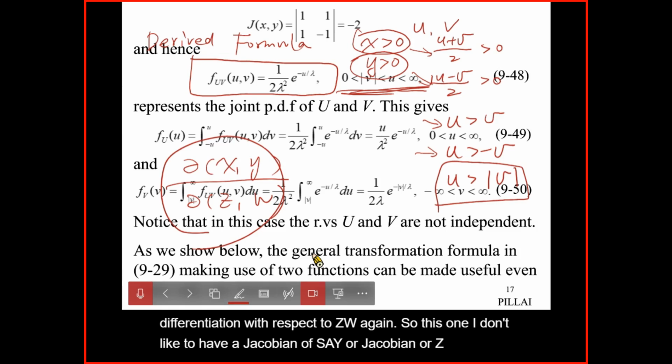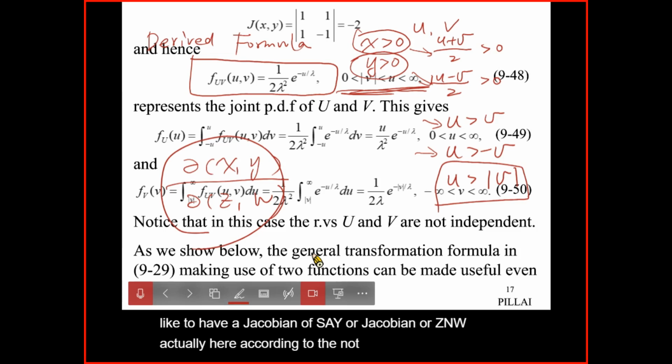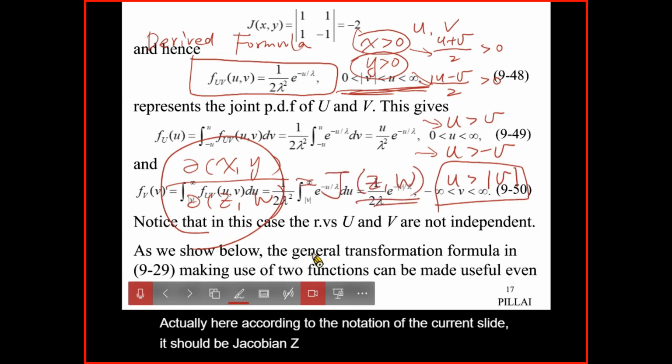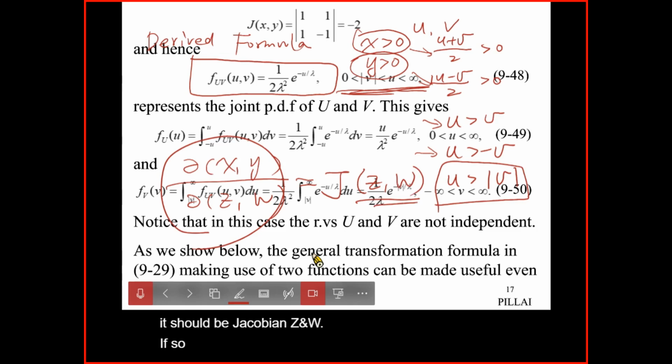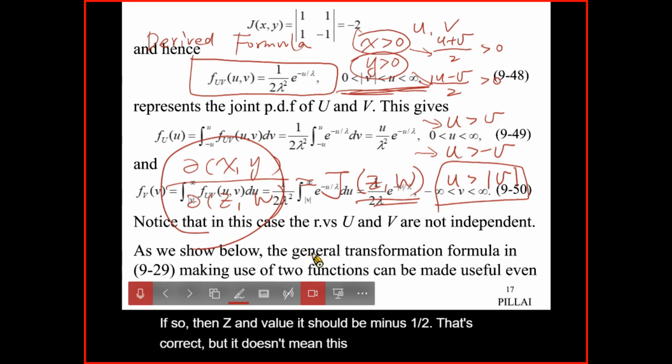Actually here, according to the notation of the current slides, it should be Jacobian of z and w. If so, then it should be minus a half. That's correct, but it doesn't mean this form is the Jacobian of x and y. That's on the current handouts.